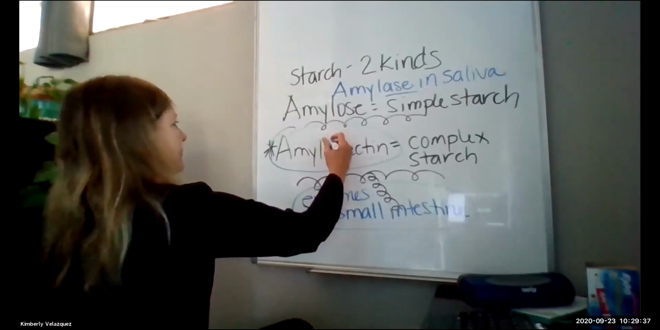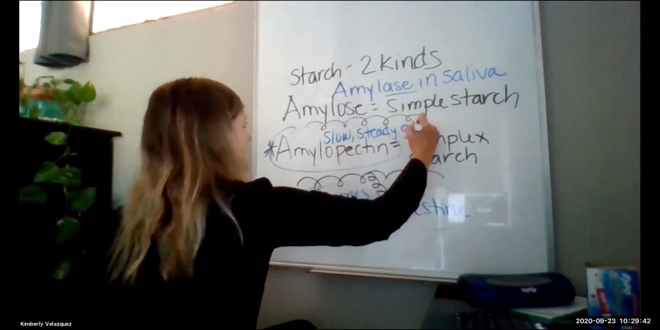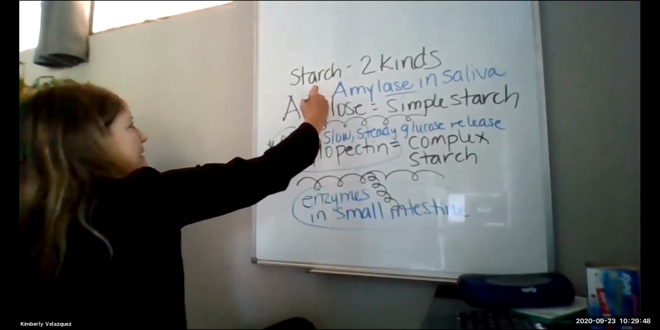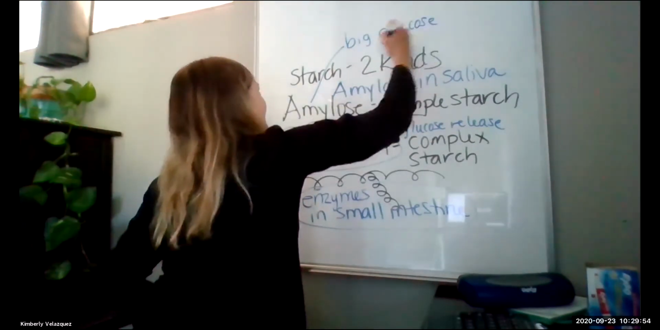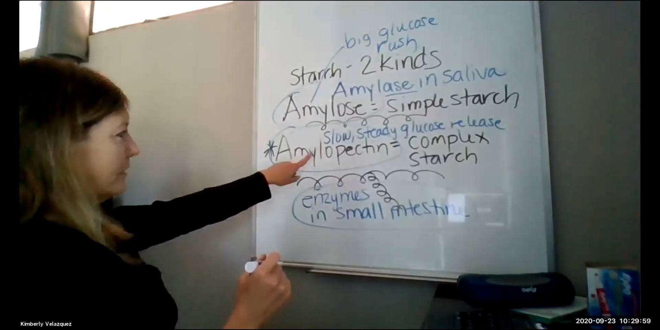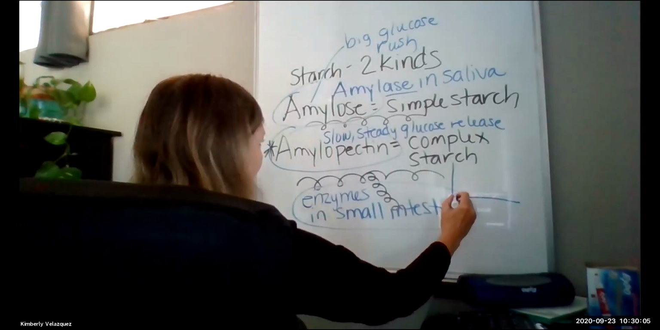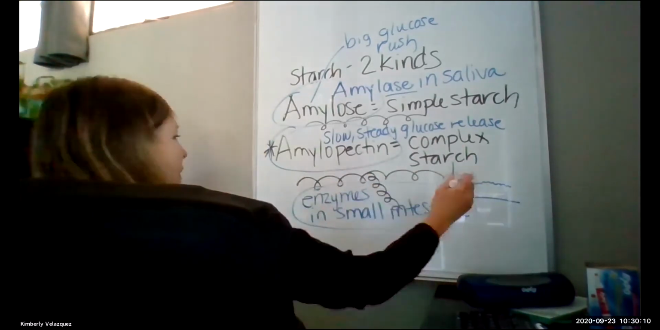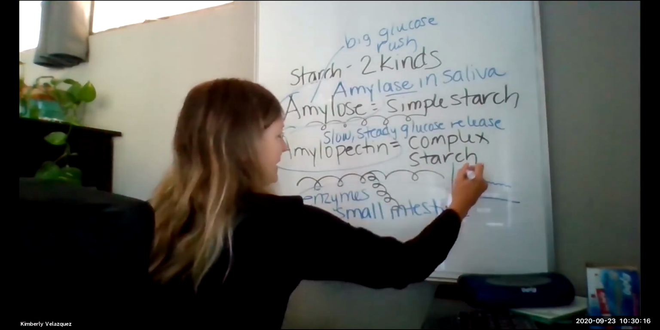So this is going to be slow, steady glucose release into your bloodstream, okay, versus big glucose rush. This is going to kind of be a big rush all at once. So amylopectin, you know, if your blood sugar is low at first, it's going to go up and it's going to be pretty steady, kind of like this with amylopectin over a long period of time. With amylose, your blood sugar is going to spike up and go back down.